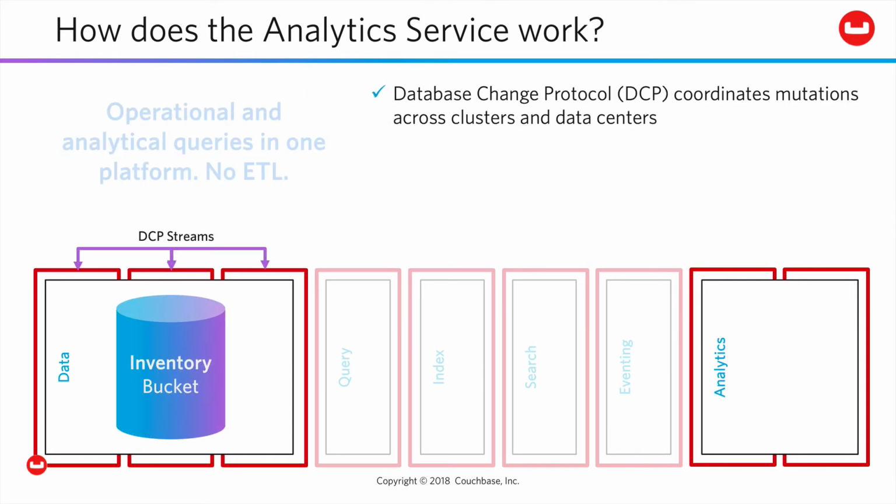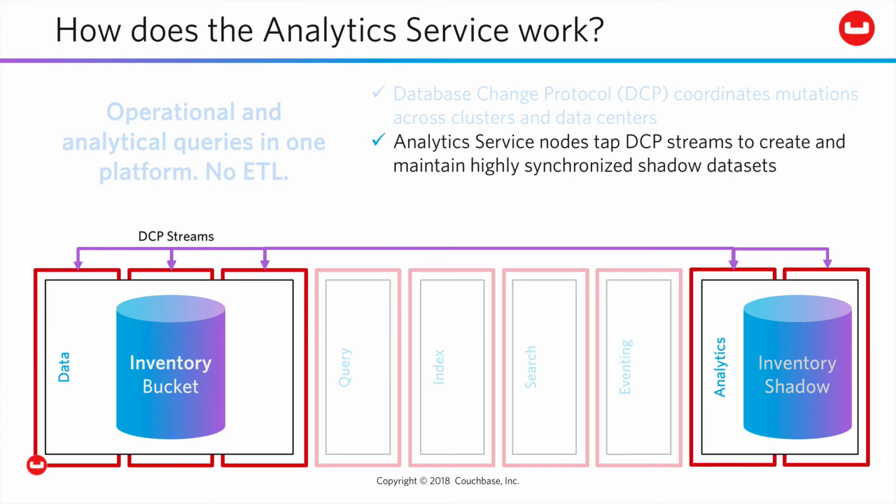Mutations are coordinated among Couchbase nodes using DCP, the Database Change Protocol that we mentioned a few slides ago. It's a robust technology supporting full rewind and replay of any change to your data. So highly synchronized but fully workload isolated shadow data sets, which may be anything from full bucket duplicates to tightly planned subsets, flow onto analytics nodes by tapping into your existing DCP streams.